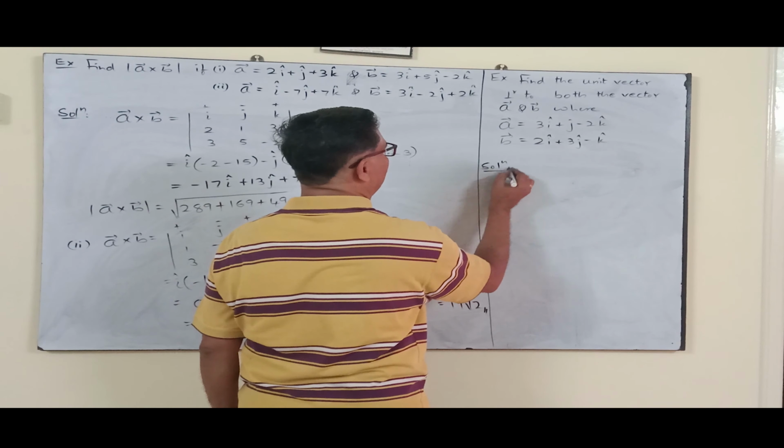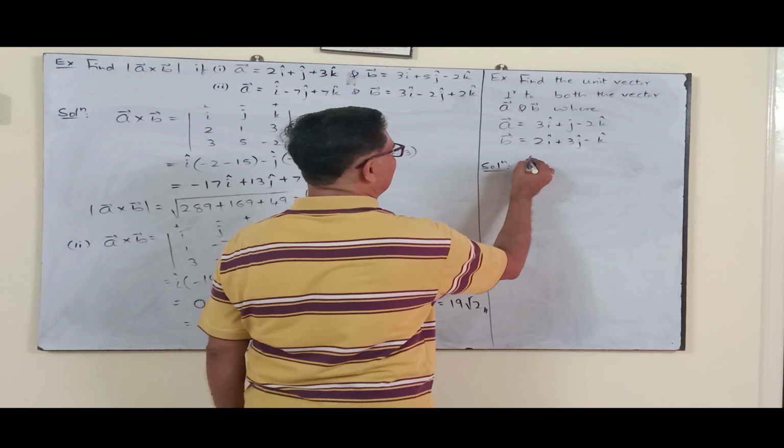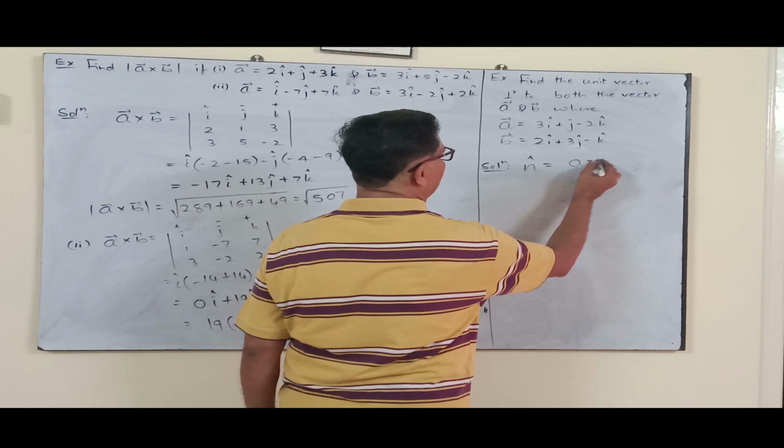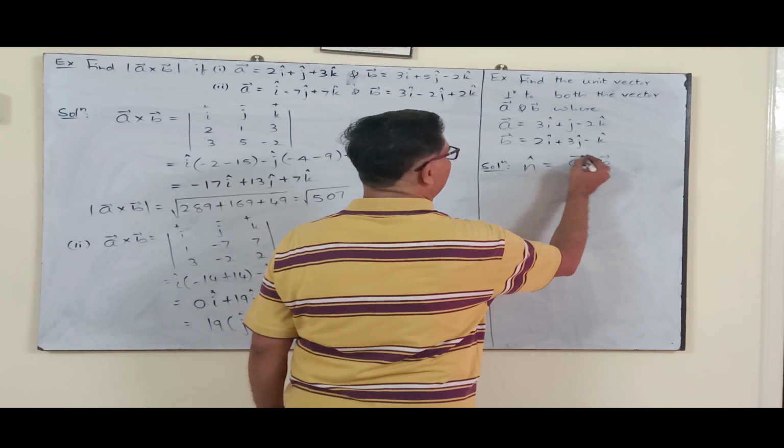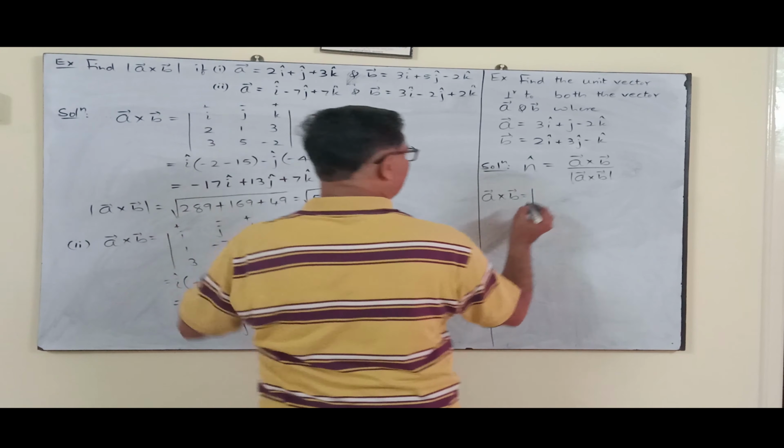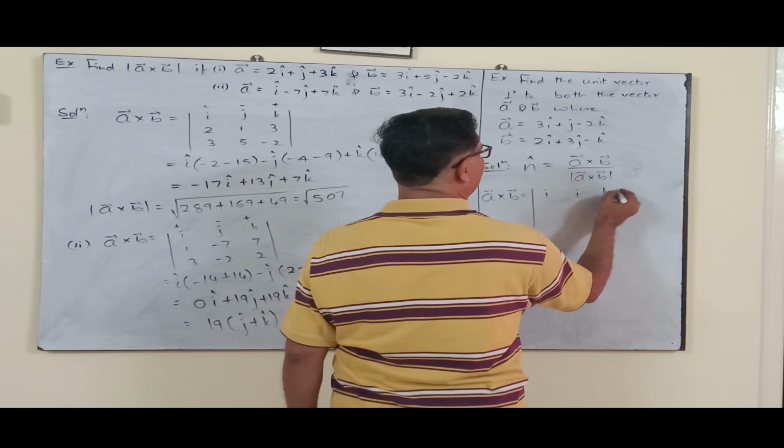The unit vector perpendicular to both vectors is denoted by n cap, which is equal to A cross B divided by its magnitude, the magnitude of A cross B. Now, first to find A cross B. How to solve A cross B? By the definition of cross product, use the determinant with i, j, k.